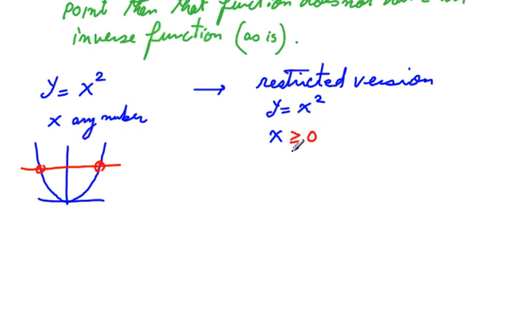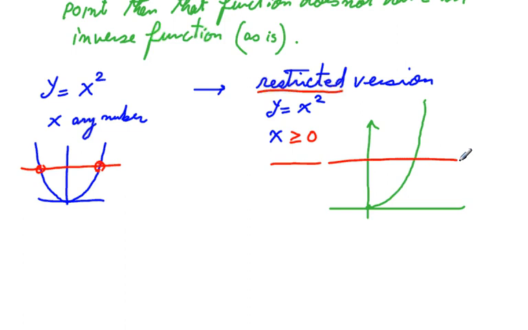Restriction means your x's are restricted. If your x's are restricted, what does the picture look like? In this case, it's just half of a parabola. It starts from here and goes up. This one doesn't violate the horizontal line test, because once you draw a horizontal line, you just cross once, and you come here, and that is the inverse of that. That's what you do when you take the square root.